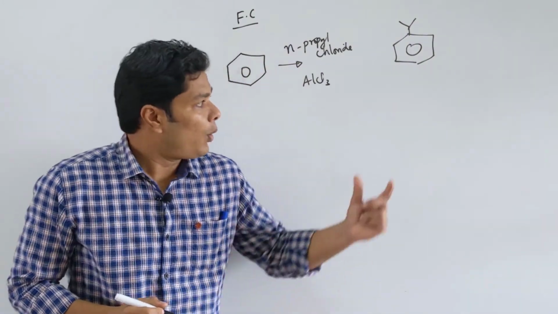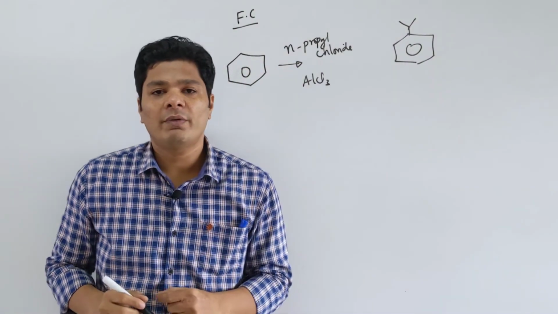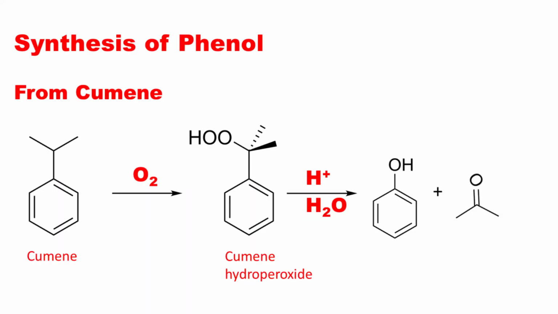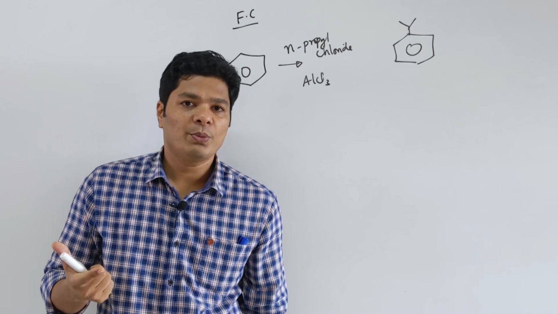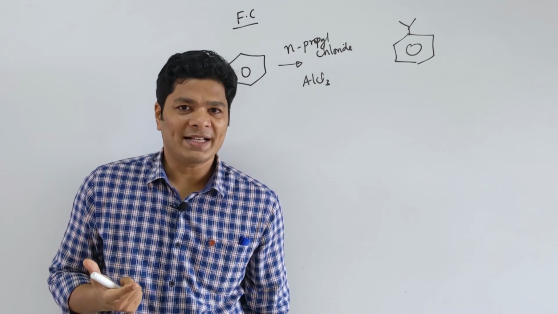Now, once you form cumene, you can convert cumene into phenol by first oxidizing it to get cumene hydroperoxide. Now, if you see here, you want to remember that there is a peroxide group in this O-O bond. This cumene hydroperoxide can be treated with acid and water to get phenol and acetone. You want to remember two things from this reaction. Phenol is commercially prepared using this method. That's one you want to remember. The most important thing is, do not forget the side product that you get, acetone.